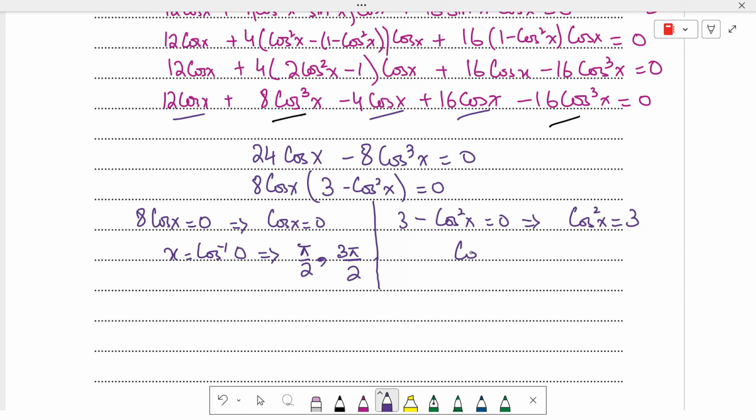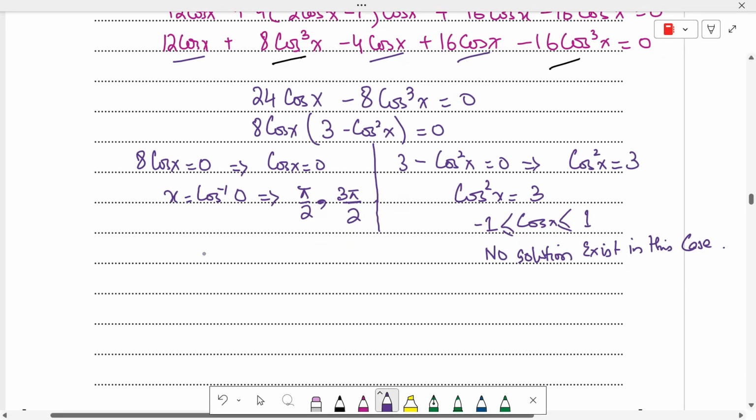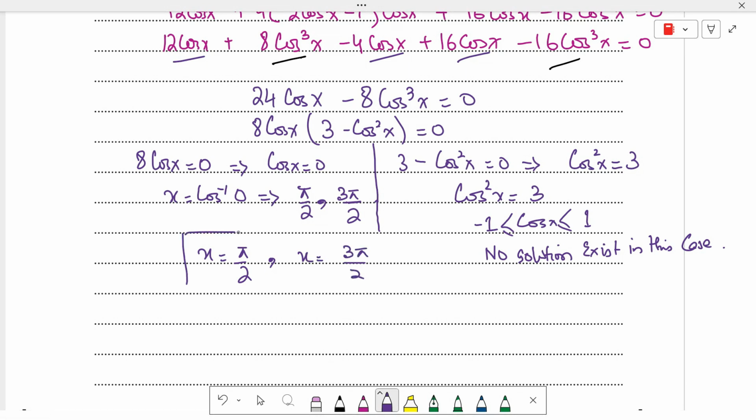And in this case, cos square of x equals 3, and we know that the value of cos is less than or equal to 1 and greater than or equal to negative 1. So cos square cannot be greater than 1. So we can say that no solution exists in this case. So we have two values of x, which is x equals pi by 2 and x equals 3 pi by 2. We have calculated the x coordinate.